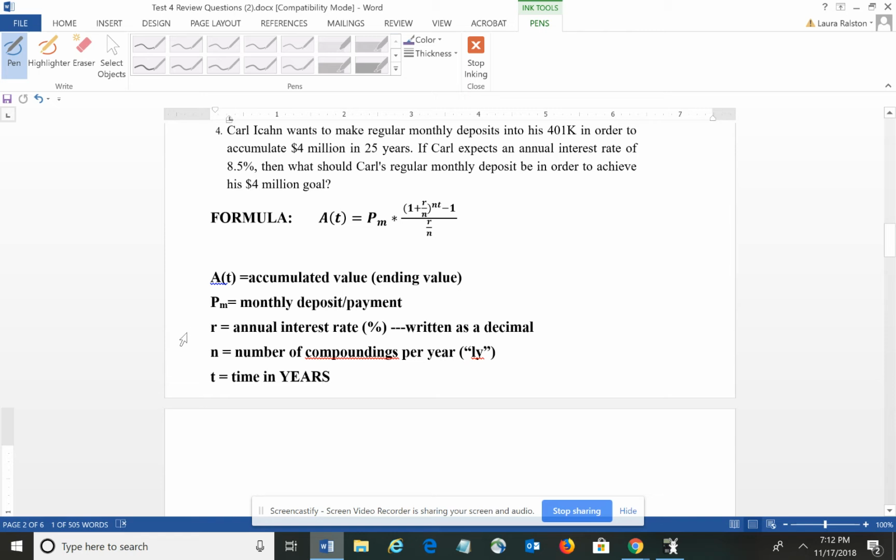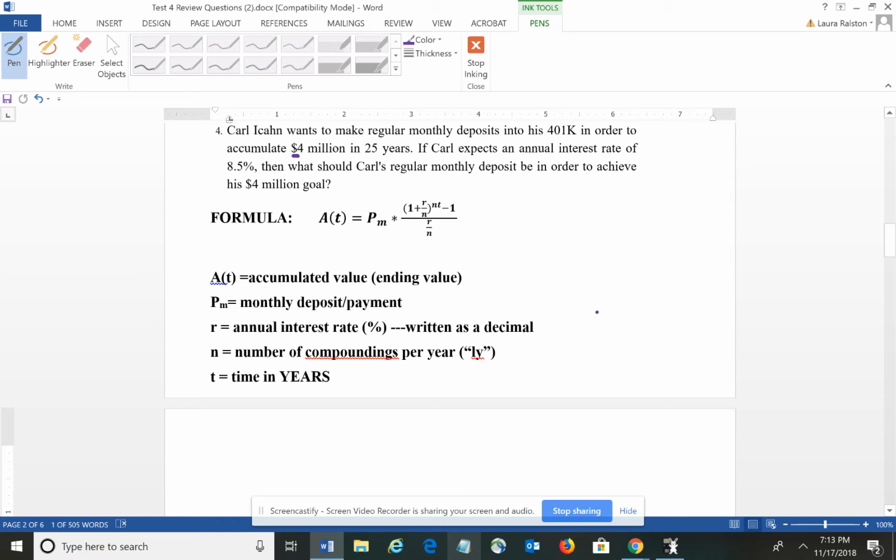Okay, this particular problem requires a formula. The formulas are not provided on test 4, so you may definitely want to write this particular formula down and have it handy when you're taking the test. And the first thing you want to do when you are looking at this problem is to identify the different pieces that you have and what you're looking for.